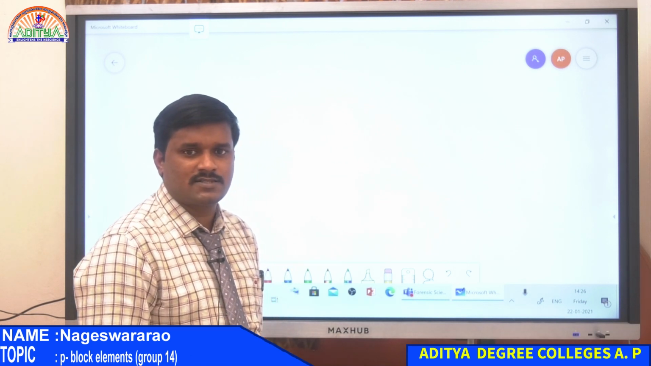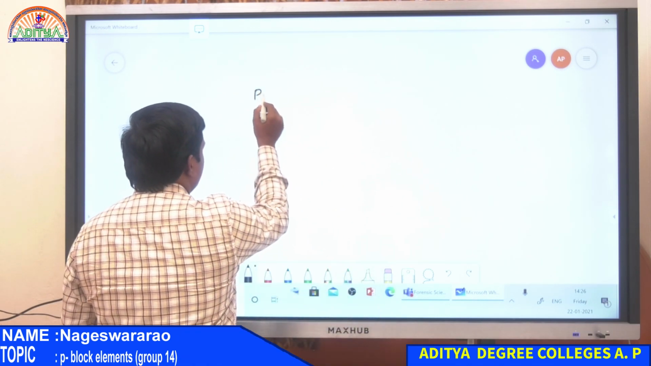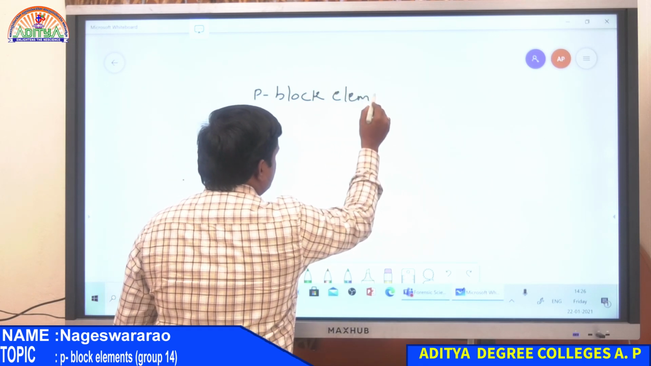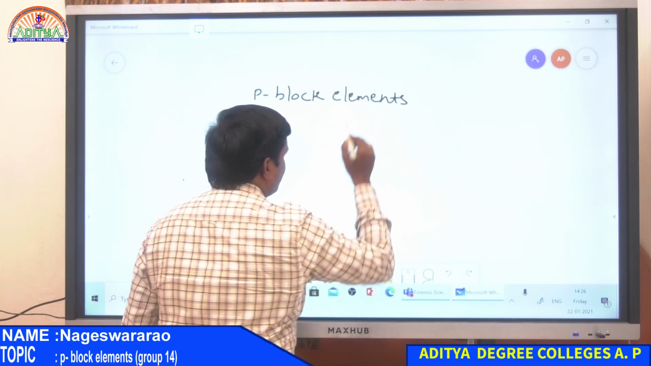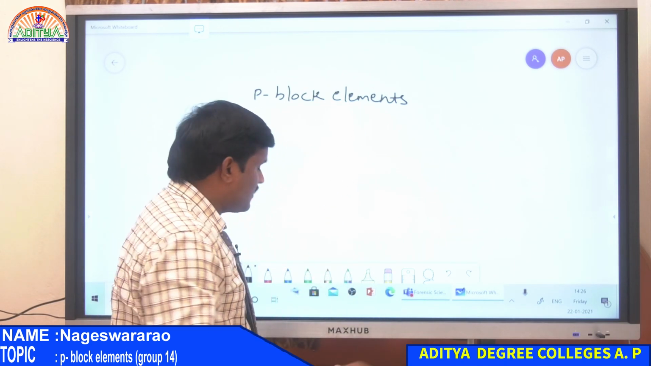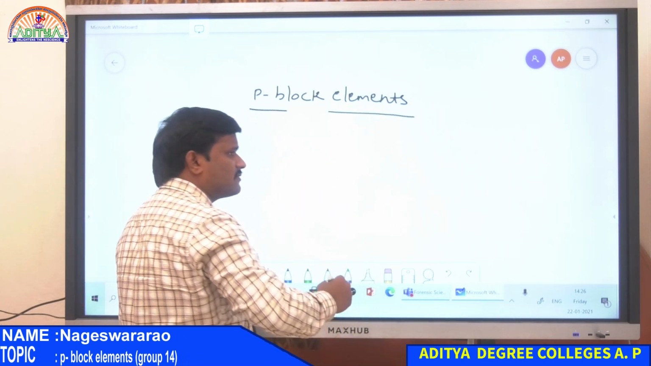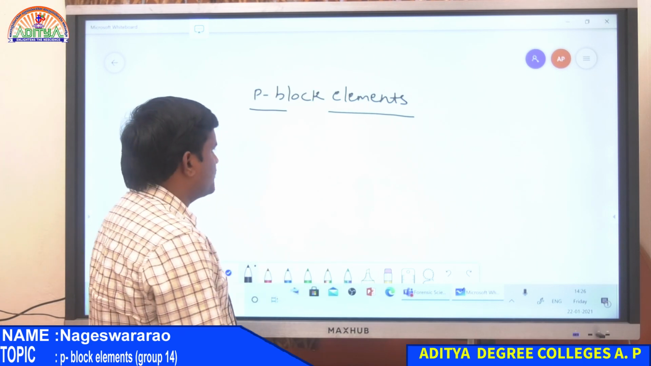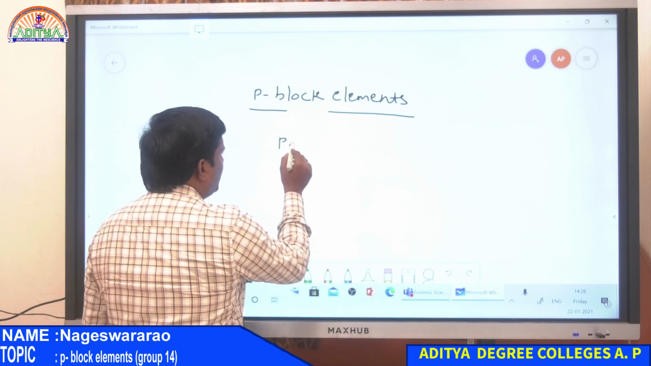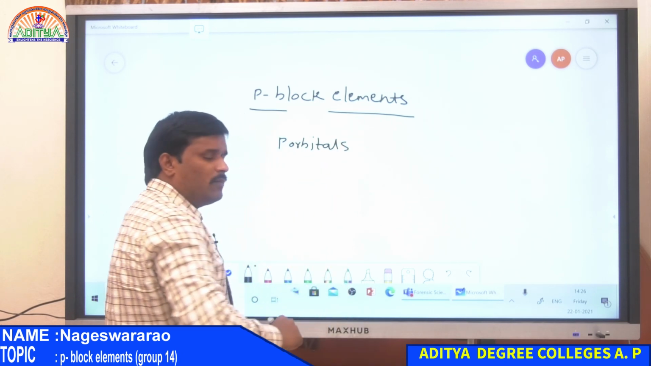So in our last class we discussed p block elements. Yesterday, what is the definition for p block, what is the electronic configuration of p block, and examples for p block elements. Initially, the definition: if in any element the outer electron enters into p orbital, then the element is known as a p block element.